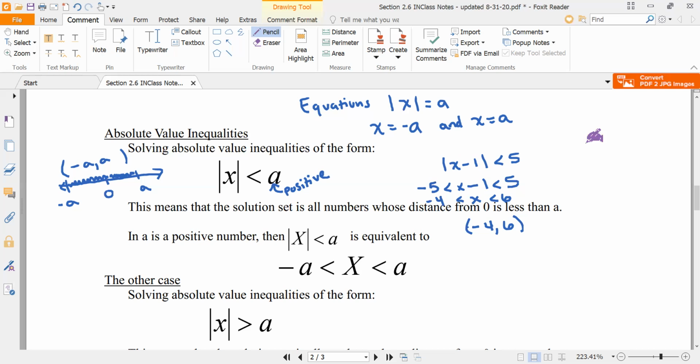What though? This is a special case. What if the number on the other side, after you've isolated, so let me show you what I mean by isolating.